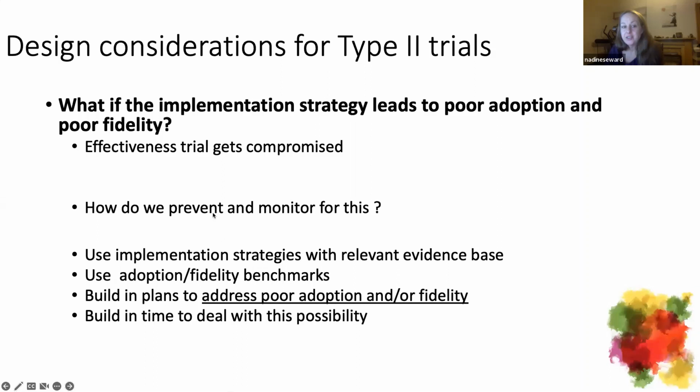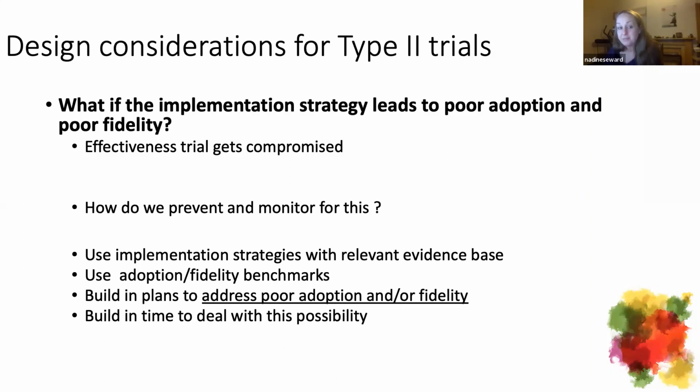Other design considerations, again, I know I'm banging on about this, but it's really important. With poor adoption and poor fidelity, the effectiveness gets compromised. So how can we improve this? We look for implementation strategies with a relevant evidence base, so we have a good idea they're going to work. We're going to explicitly monitor for adoption and fidelity to see if they're working as intended. We're going to look at how context might influence the fidelity. And fidelity, by the way, is a pretty complex implementation outcome. But I will leave that for another time, other than to say I think there's 5 broad categories of fidelity.